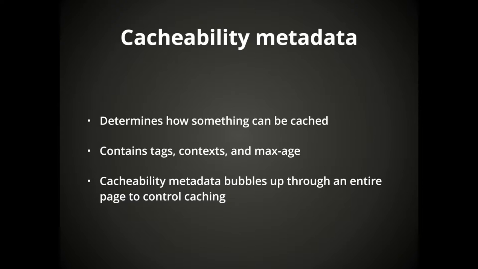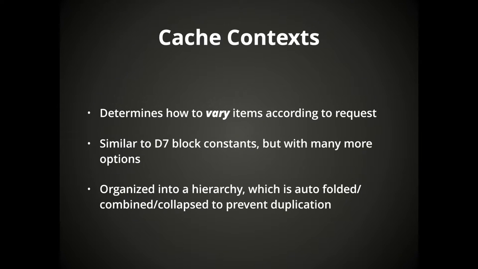The other cool thing is, and we'll go over this a little bit more later, cacheability metadata bubbles up through render arrays to the whole page when you're done. So even if you mark one little link, just a single HTML link with cacheability metadata, that's going to make it all the way to the top of the page, and the whole page, when it's cached by the page cache, will contain that metadata, and it'll be reused there. So first, cache contexts.